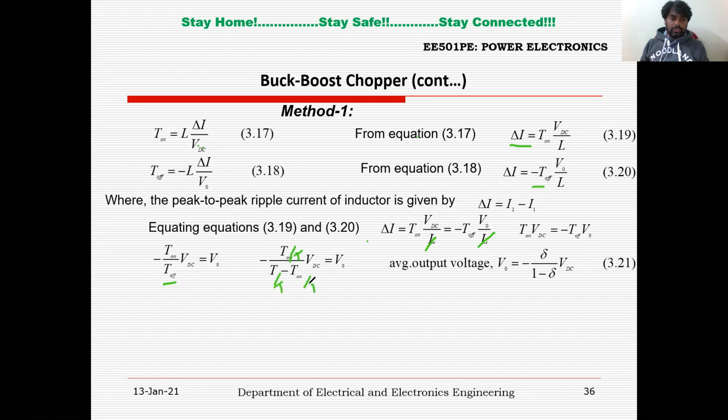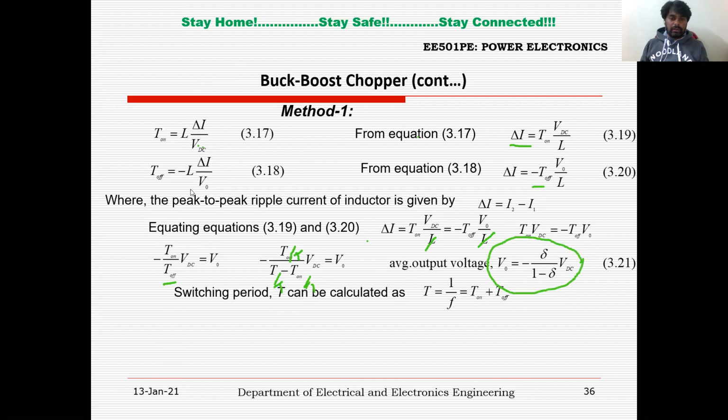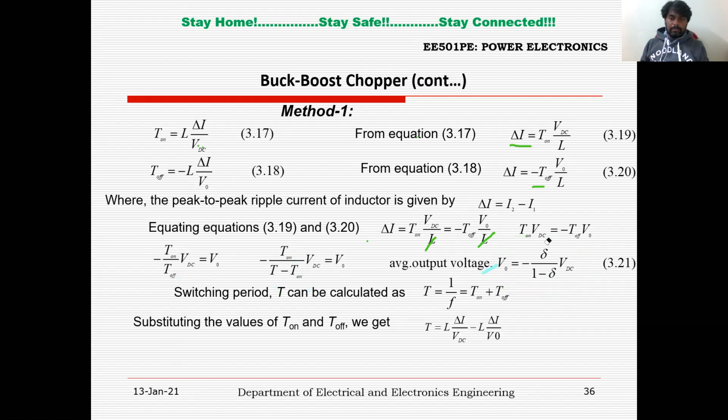right? T on by T, it is delta. T by T, it is 1, you can see here. Minus T on by T, again, it is delta. So you can see the average output voltage across the load is equal to minus delta into VDC upon 1 minus delta, where delta is the duty ratio, the ratio of on time period to the total time period. Right? And now you can see the ripples in the inductor.